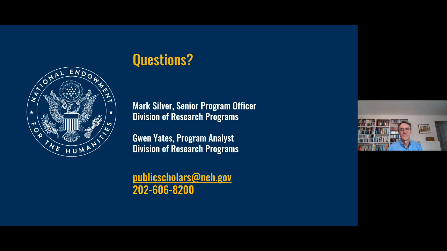Okay, next question. Can we apply if our first publication is in production with the university press at the time of application? It would depend on whether you otherwise meet the requirement for previous publication. The rules, which are laid out in detail in the notice of funding opportunity, say that you can't count a not yet published work towards meeting our publication requirement.